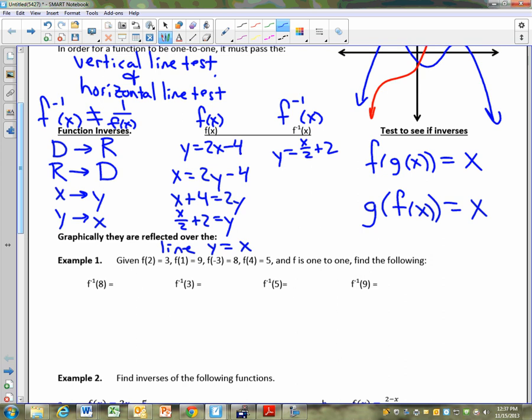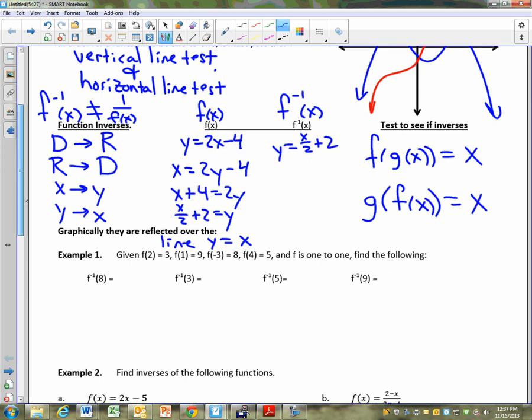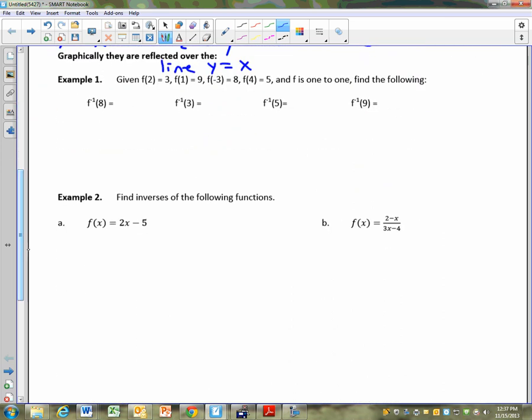Okay, so there's kind of all the groundwork, the notes. Now let's try the examples. So these all say f inverse. Do you see it? F to the negative 1, like that. So here's the question. If f of 2 is 3, f of 1 is 9, f of negative 3 is 8, and f of 4 is 5, and you know the function's 1 to 1, anybody want to guess what f inverse of 8 is?